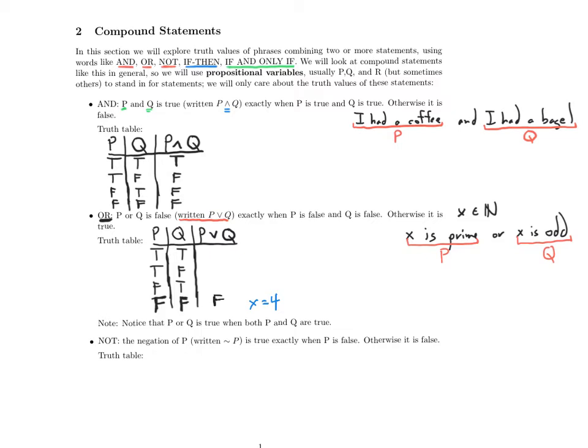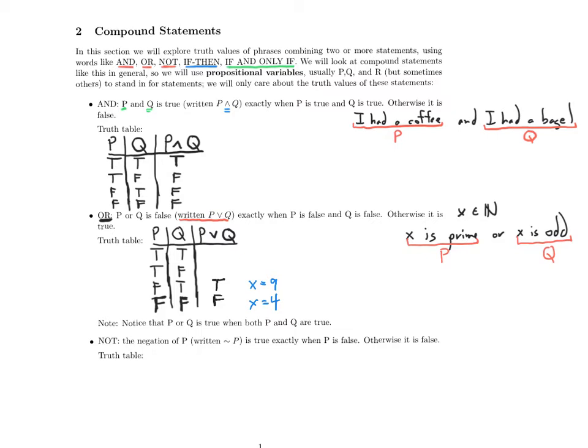Well, what about a situation where P is false, but Q is true? So we want a number that isn't prime, but is odd. So maybe something like 9. 9 isn't prime, but it is indeed odd. So if I told you that 9 is prime or 9 is odd, well, that's true. One of those is true. 9 is odd. So if I told you that, I wouldn't be lying to you. That is indeed true.